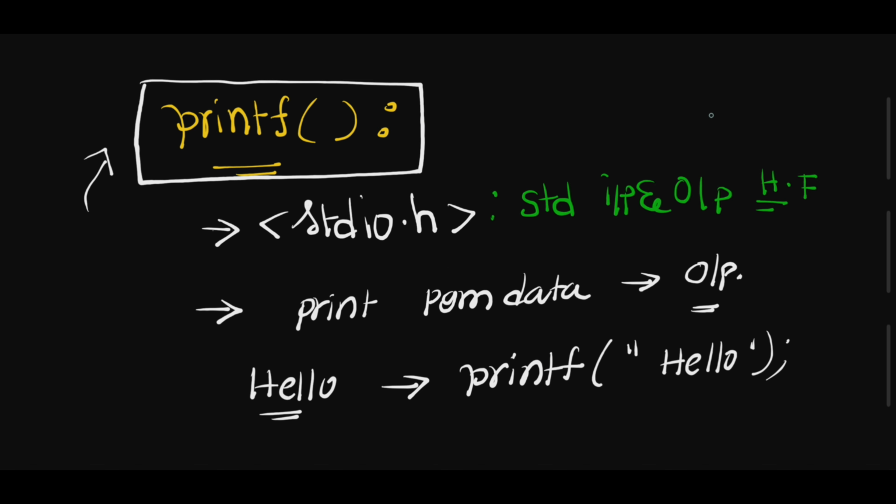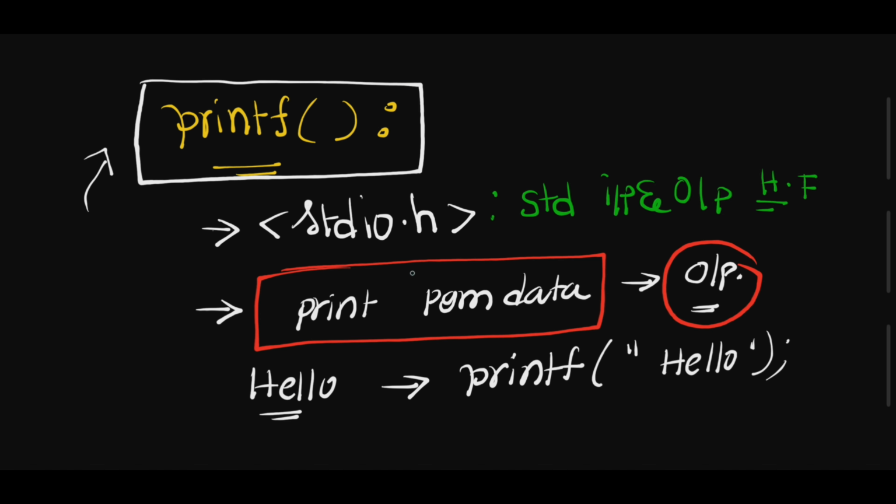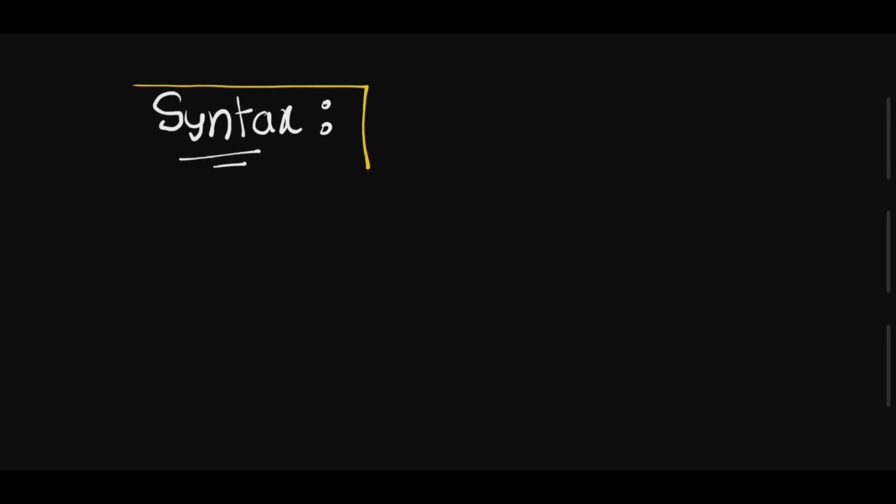Printf is used to print program data onto the output screen. This one is understood by the programmer, and this is understood by the user. There are two types of syntaxes. If you take any programming language, it contains a particular format. Simply, we can say the vocabulary of a programming language is called syntax. Basically printf contains two types of syntaxes.